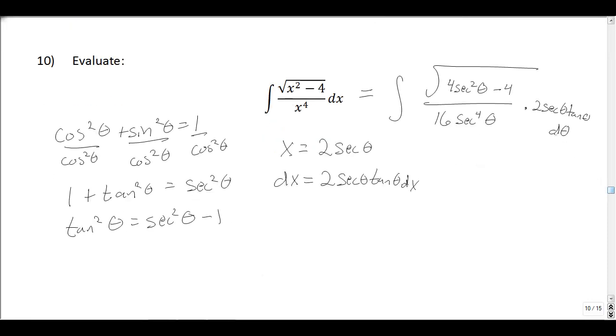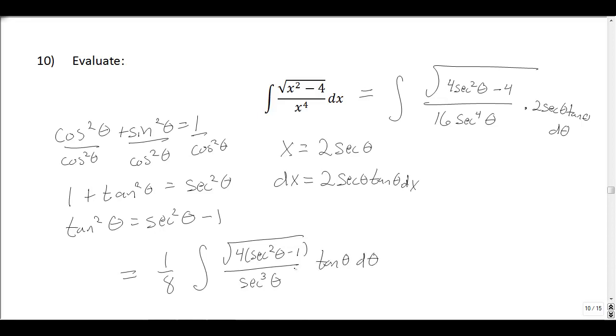Let's see what we've got. We've got 2 over 16 gives us a 1/8 here. Secant to the 4th, we have a secant, so I can get just a secant cubed on the bottom. In the square root, I can write that as 4 times secant squared theta minus 1. So we have the secant to the 4th cancel the secant, which is secant cubed theta. And then we have a tangent theta d theta. So I suppose that tangent theta is really in our numerator here.